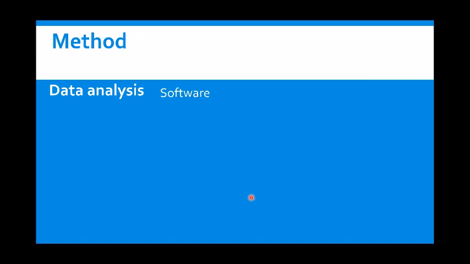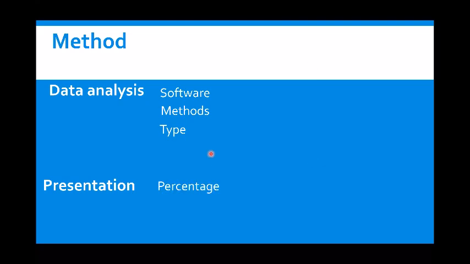The method also will state the data analysis. Data analysis can be by software. It has different methods and different types of analysis. So different methods of analysis, but in each method, there are types of analysis. Once you present the data, the method will tell you how you present it. You present it in text, or you give it as percentages, or a frequency table, or you can present it as rates, and so on. You can present the data in different ways.